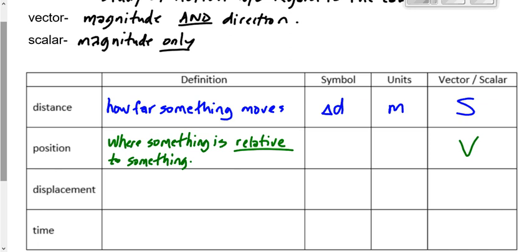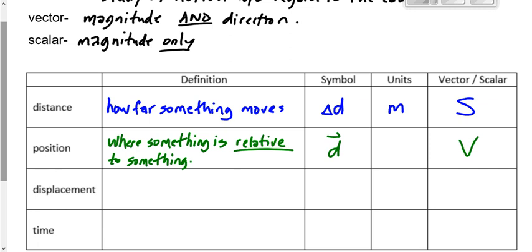Where something is? It's a D. There's no delta there, right? Her position hasn't changed. This is where she is. But there is a little arrow over top of it. It's a little half arrow, actually. You guys know what that half arrow means?